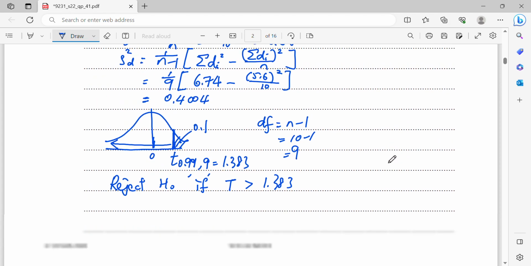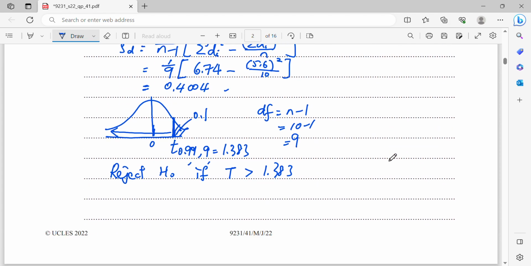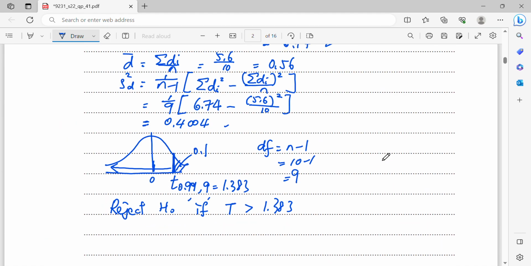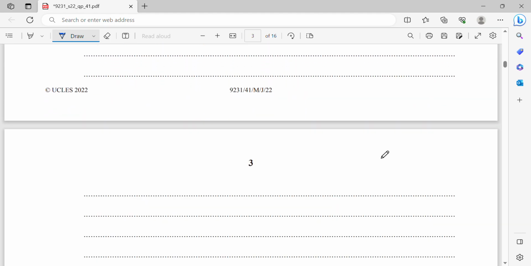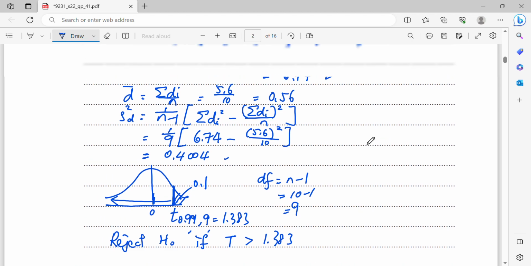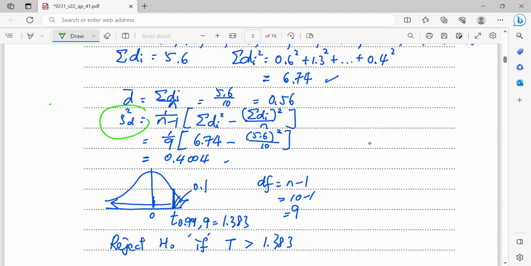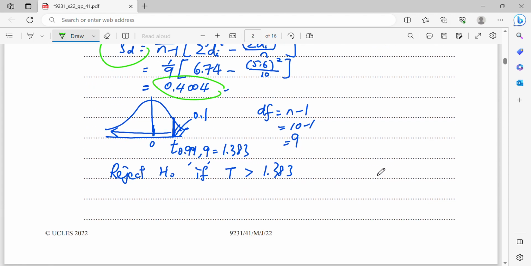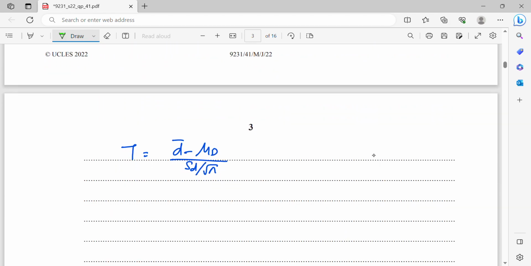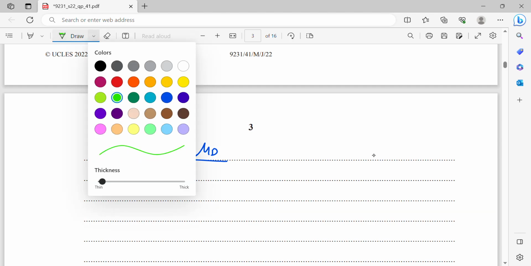Once you have found the SD, now we need to count the t value. So our t is basically d bar minus mu d over SD over square root n. But since we have counted the SD squared, instead of writing SD over square root n, you can just write square root of SD squared over n. So I can change to this form.